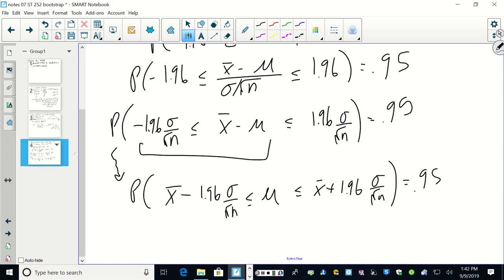I'll write that out on the next page in just a minute. But it's by manipulating these probability symbols that we get this type of interval.